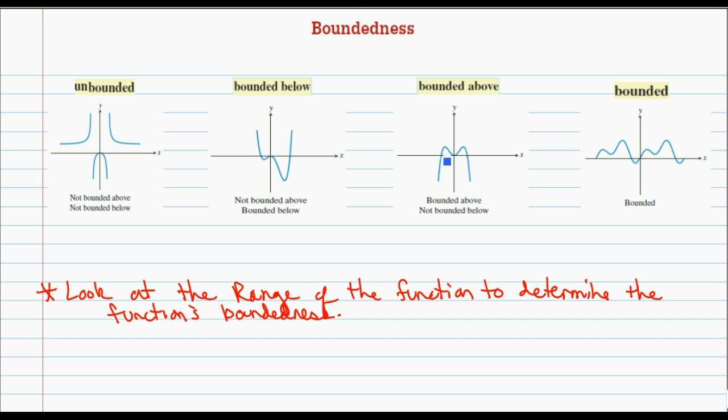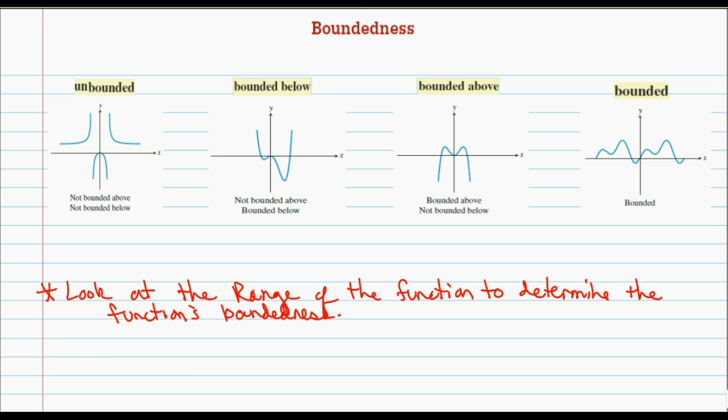Bounded above means that it does not go up to positive infinity. It's got a boundary above it, so it has some sort of maximum value it can achieve. It does go down to negative infinity though, so it's just bounded above. Completely bounded functions neither go up to positive infinity nor do they go down to negative infinity. They've got an ultimate high value and an ultimate low value.